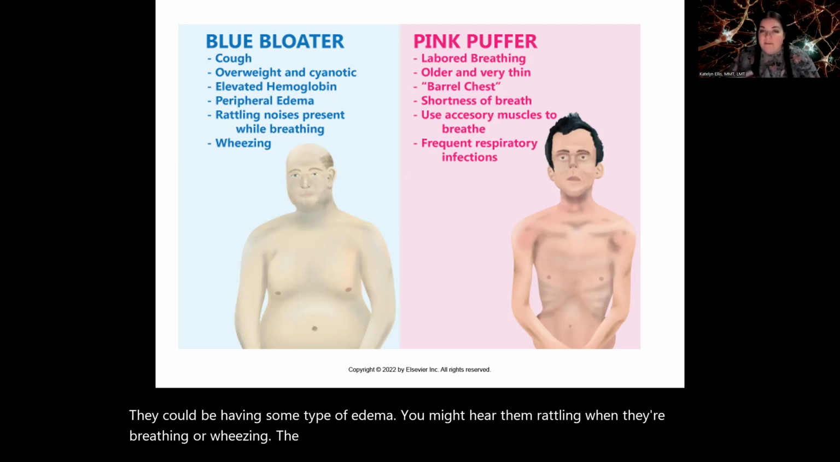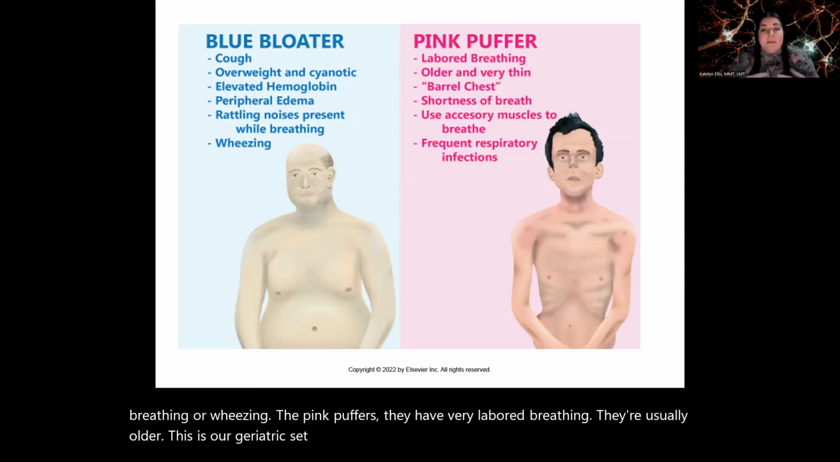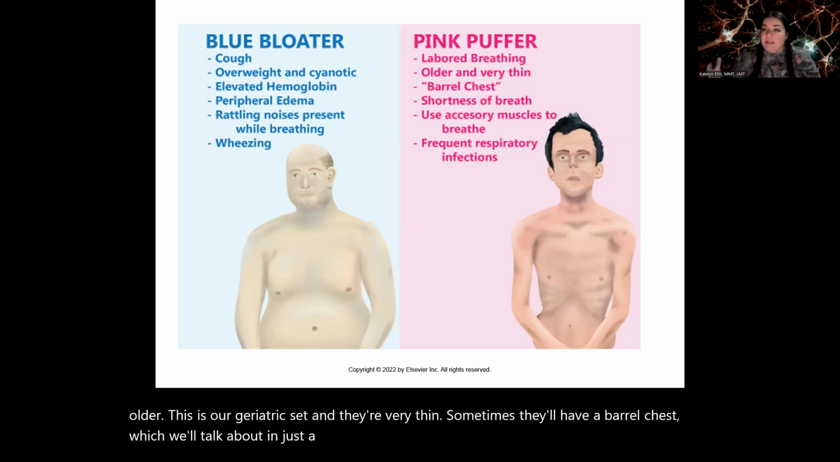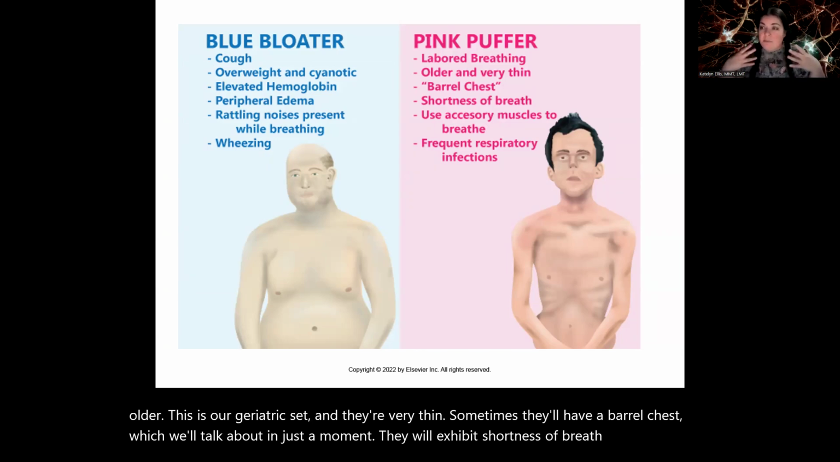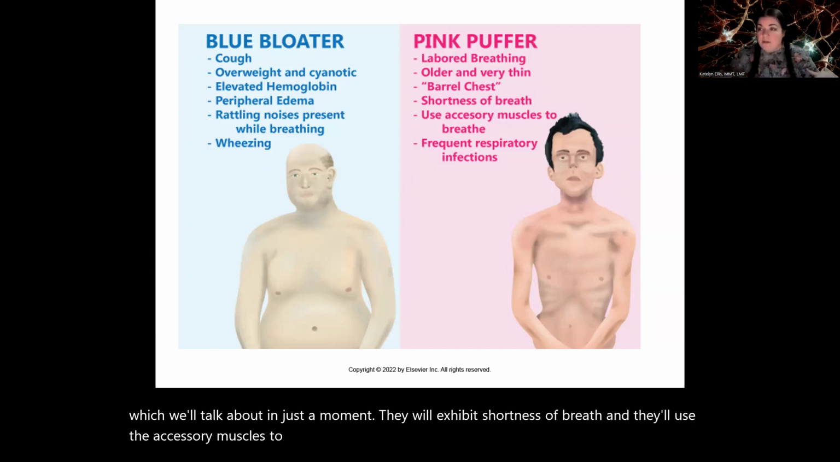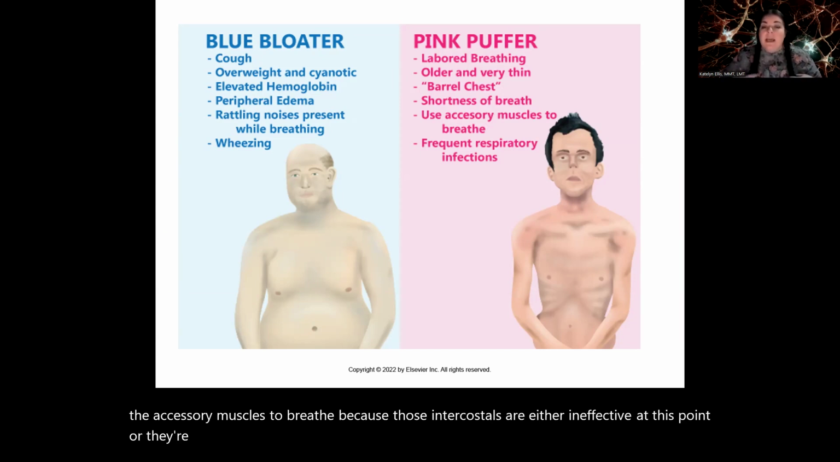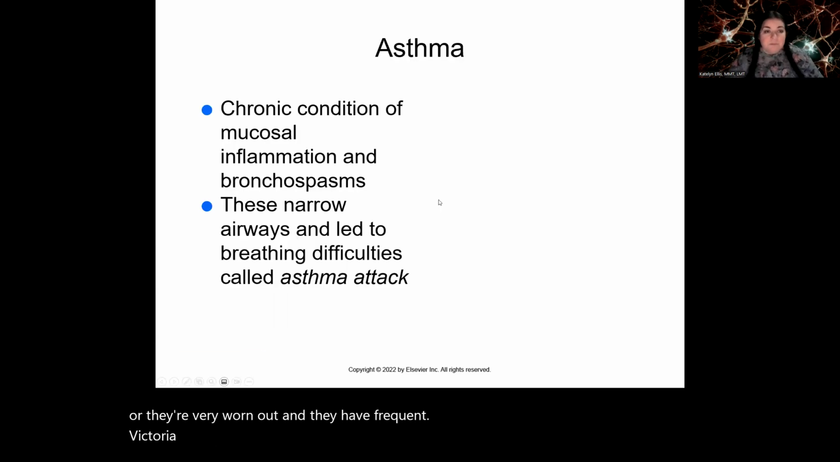The pink puffers, they have very labored breathing. They're usually older. This is our geriatric set, and they're very thin. Sometimes they'll have a barrel chest, which we'll talk about in just a moment. They will exhibit shortness of breath, and they'll use the accessory muscles to breathe because those intercostals are either ineffective at this point or they're very worn out, and they have frequent respiratory infections.